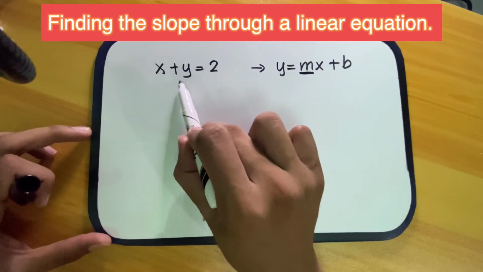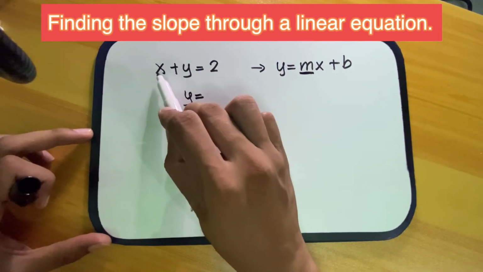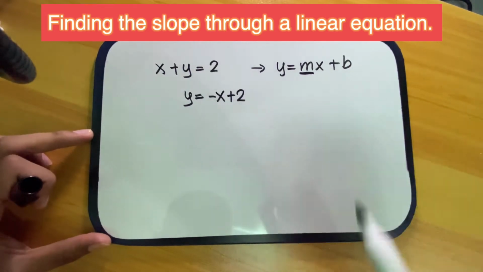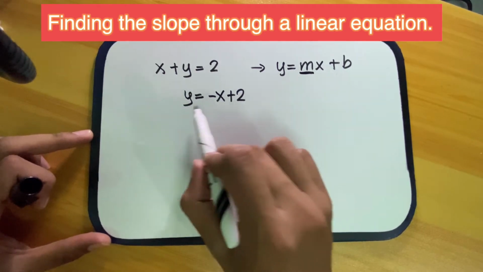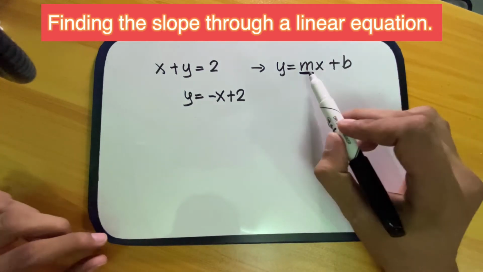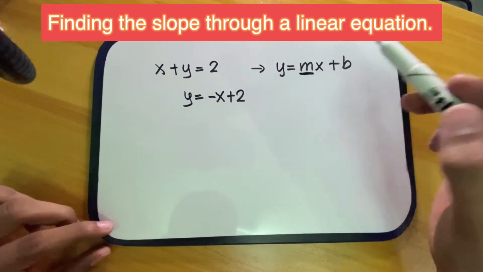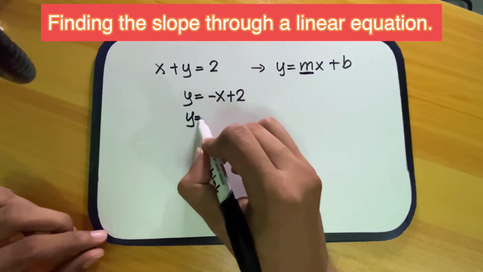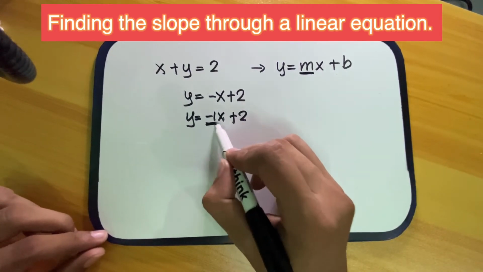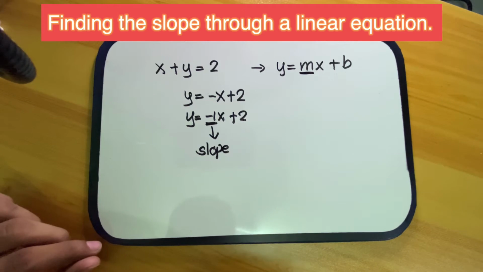So x plus y equals 2. We can rewrite this into y equals, x transposed to the other side becomes negative x, plus 2. Now we have this slope-intercept form. Again, m, the slope, is the number beside or before x. So we can rewrite that as y equals negative 1x plus 2. So this negative 1 is what we call the slope of a line.